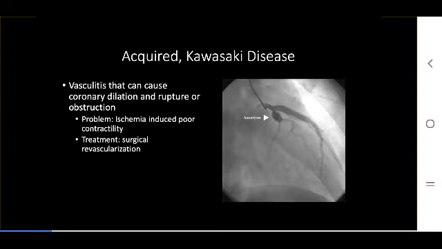Another acquired defect is from Kawasaki's disease. It's a vasculitis that can cause coronary dilation and rupture or obstruction. I saw a child who came in. He was 5 years old. He had a history of Kawasaki's disease with dilated coronaries, giant aneurysms of the coronary arteries. And he came into us basically pale, diaphoretic, and he looked like a 5-year-old having a heart attack.